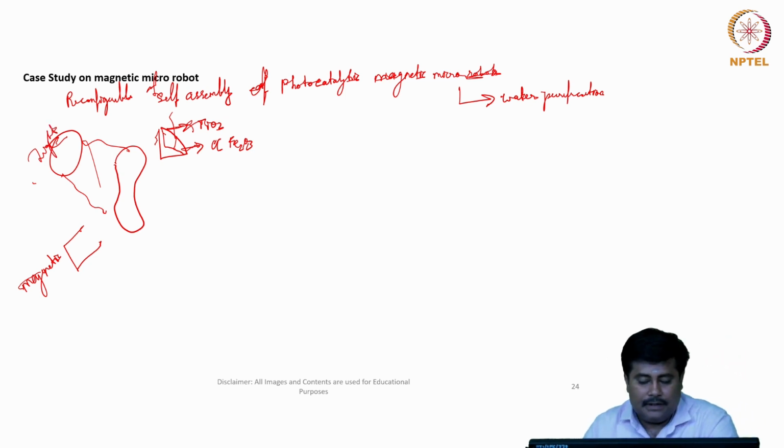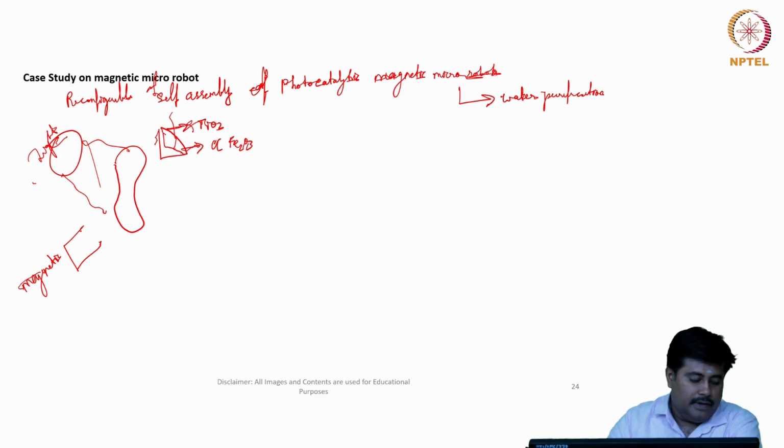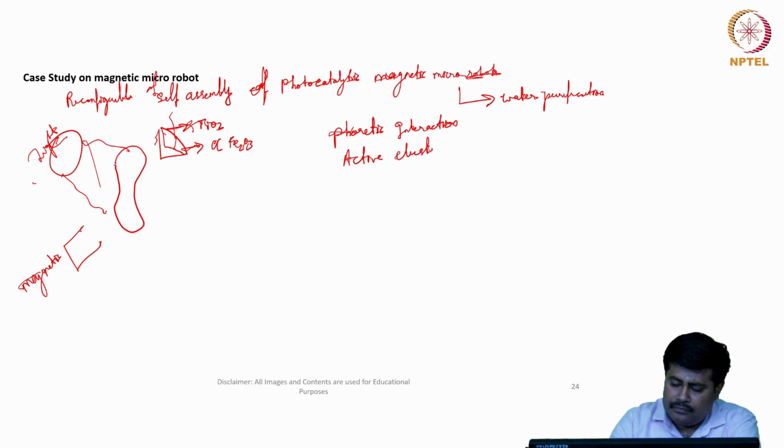So in this particular case, we have three different aspects. One is phoretic interaction, the other is an active cluster, and the third one is the magnetic dipole and dipole interaction.